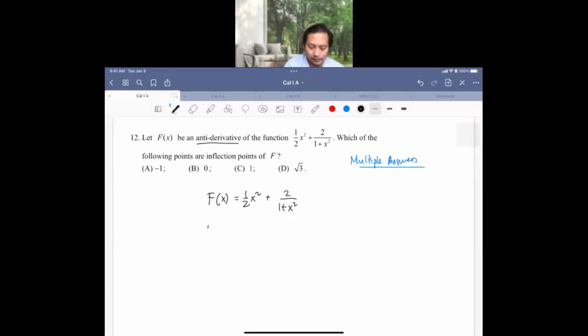So if we take the derivative, this will be x, this is plus, this becomes 0 minus 2x, right? Or this will be x plus or minus 4x over 1 plus x squared.